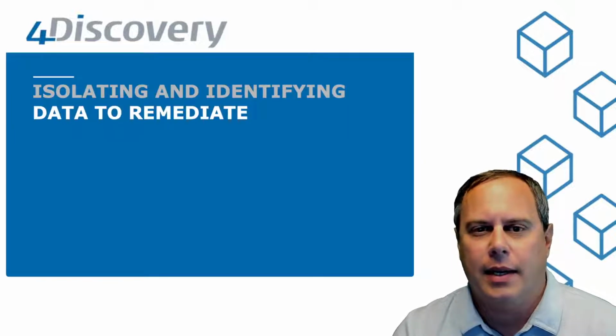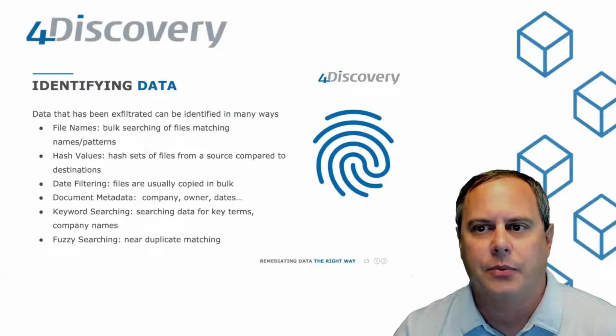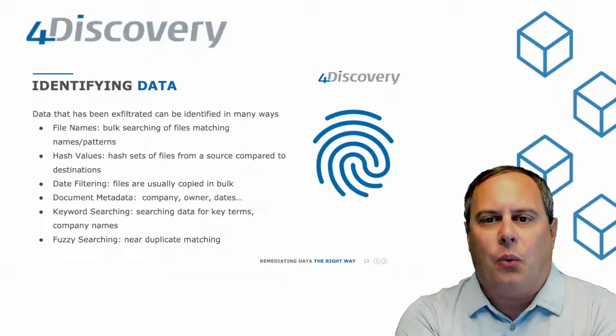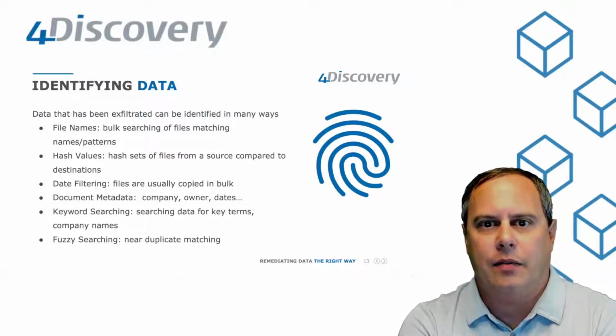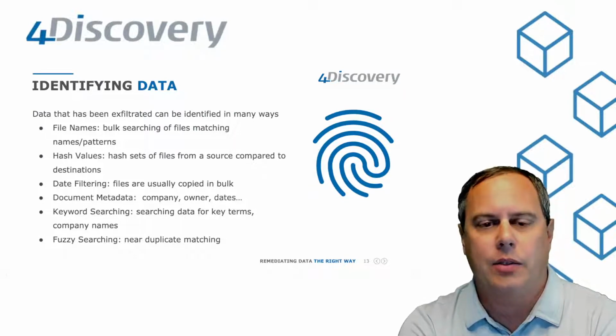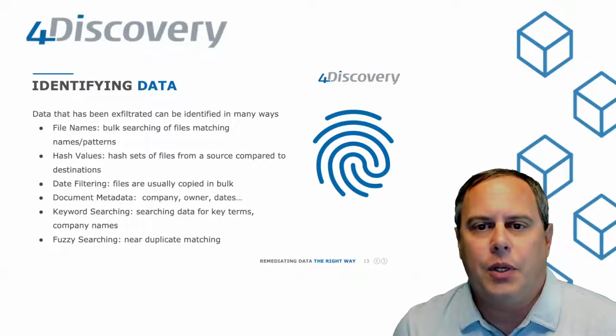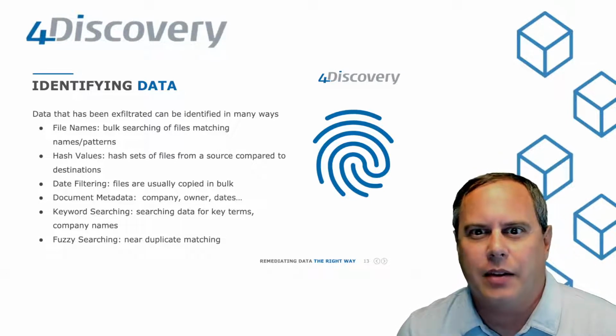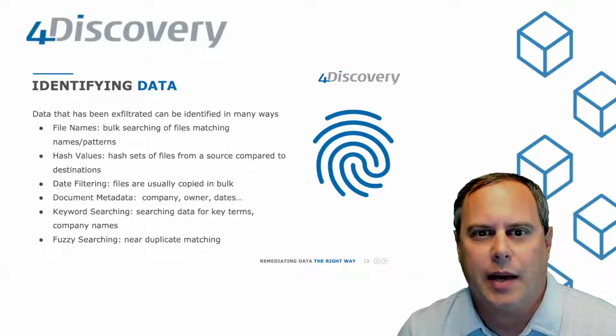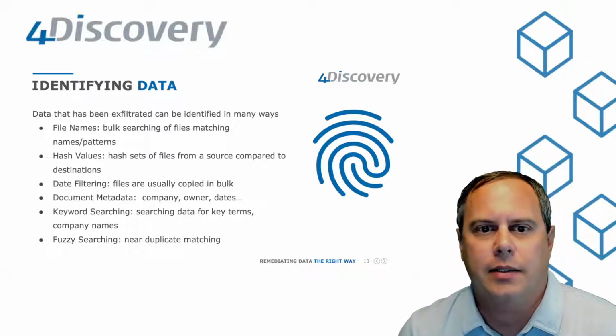So how do we go about isolating and identifying some of this stuff? There's a lot of different ways that you can identify information that may have left a company. One simple way is file names, right? Acme sales contract 2022. You can either do that on the patterns of files, so files containing certain names or certain document types, but it's really easy to take a huge list of files that you may be worried about and just see if they exist on any other locations or devices.